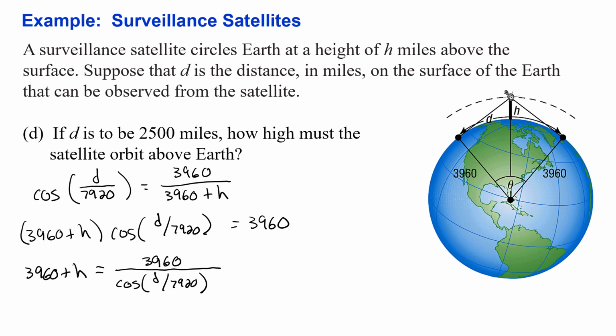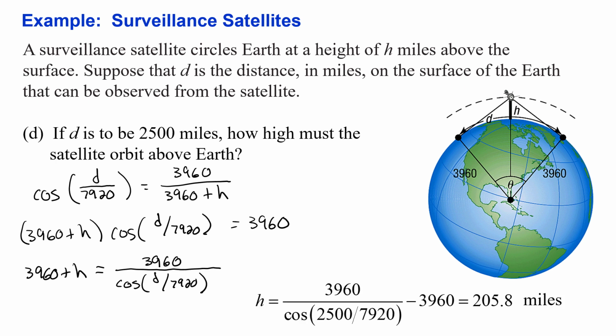So let's do that, and let's plug in the given information we have. So we have h equals 3,960 divided by cosine of the quantity 2,500 divided by 7,920, from which we subtract 3,960, which is approximately 205.8 miles. Therefore, the satellite will need to be 205.8 miles above the surface of the Earth for it to have an observable distance of 2,500 miles on the surface of the Earth.